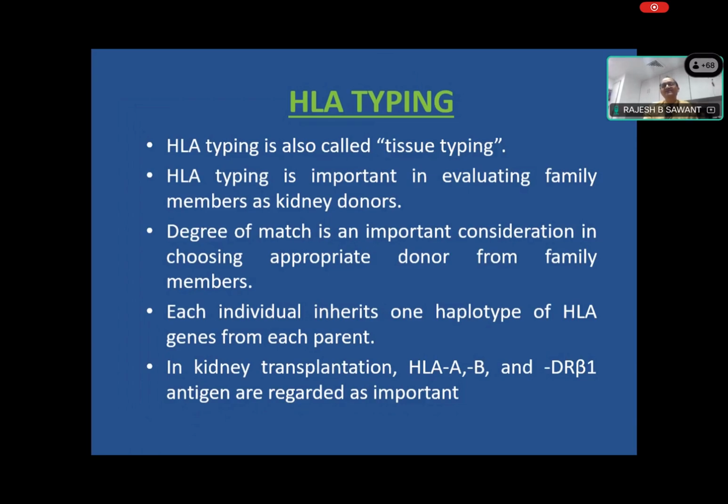So in the renal transplant scenario, which is the most common solid organ transplantation done worldwide today, you look at the HLA-A, HLA-B, and the HLA-DR. So you do A, B, and DR typing. DR beta 1 antigens are regarded as the most consequential HLA in the renal transplant scenario.